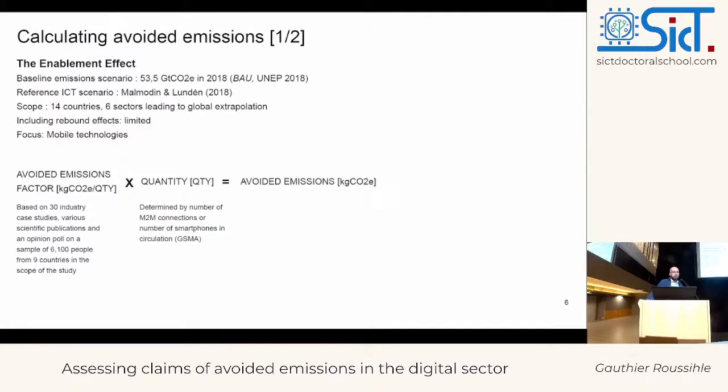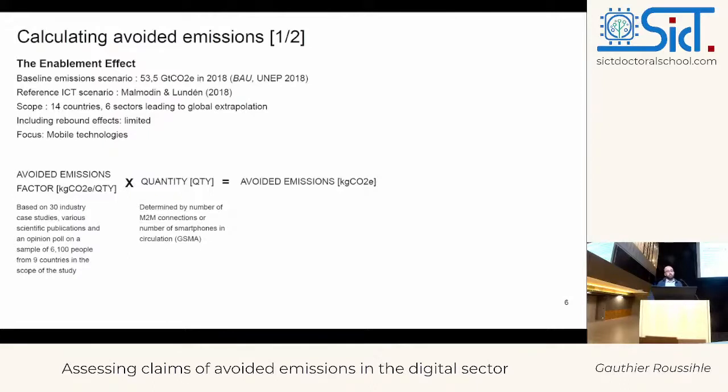So if we look at the methodology of these reports, when you are calculating avoided emissions, you always go from a baseline emission scenario that is business as usual. You always compare yourself to business as usual. That's how the frameworks work. I don't know why. But at the end, it shows you a nice decrease most of the time if you use a plus 4 degrees emission scenario.